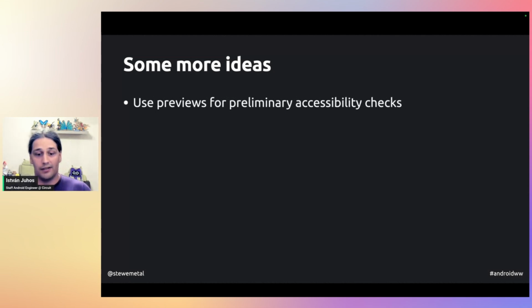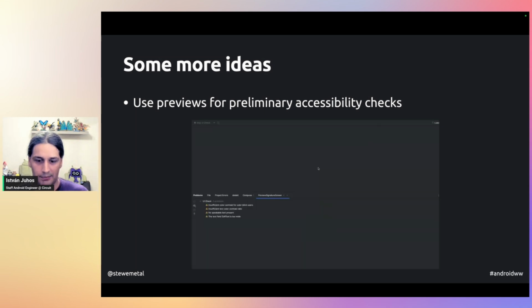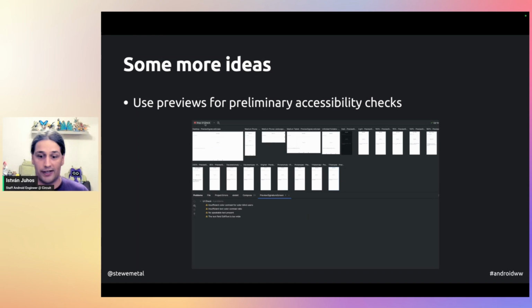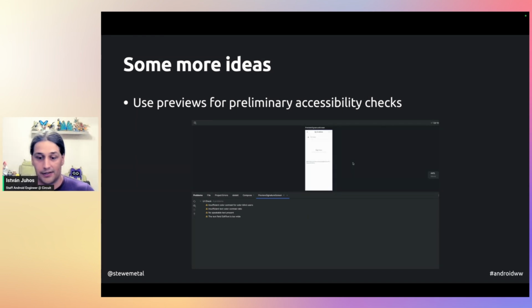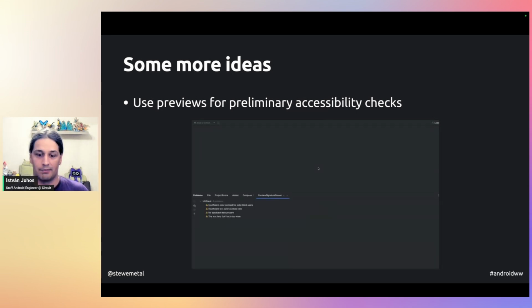Another idea, use previews for preliminary accessibility checks. Of course, this is the main territory of designers to check, but it doesn't hurt if you spot some issues as well, if there are any. Going back to the same screen, there is an option that you can click on the preview tooling window, and it does a preliminary accessibility check on multiple form factors, light mode, dark mode, and so on and so forth, that you can consider if it needs some attention or not.